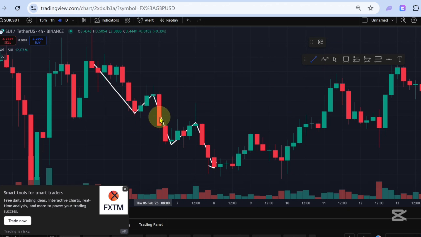And for a valid downtrend, you can see that this particular low is lower than this low right here. And if you check this particular low too, it is lower than this particular low right here, which you can see. So guys, this is how I identify a downtrend and uptrend.